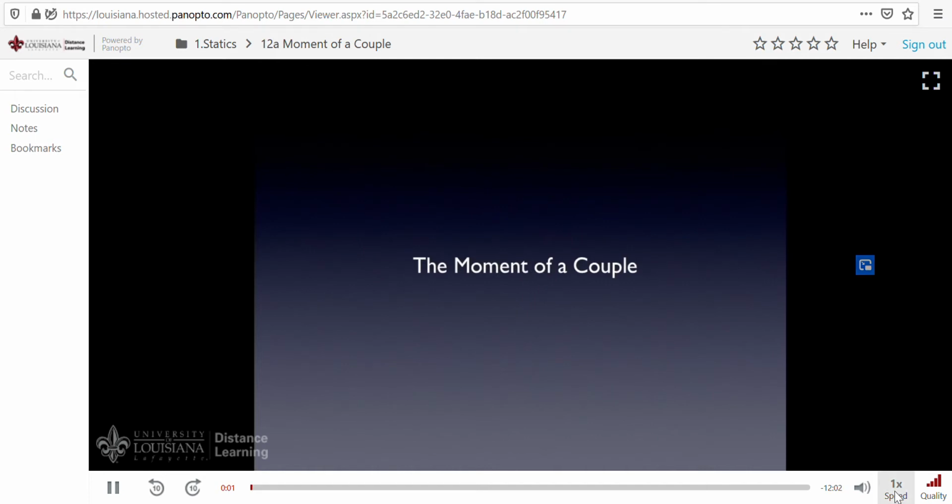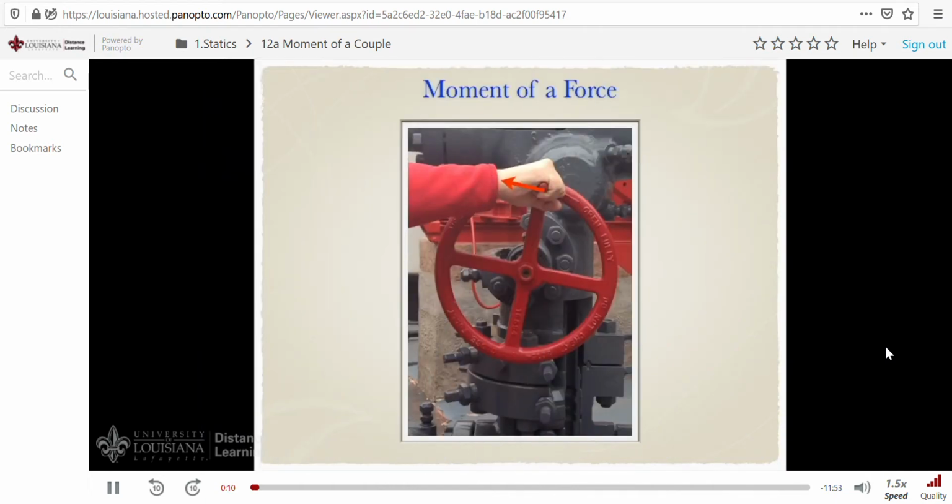In this lesson, we'll define the moment of a couple, and we'll show how to calculate it using both a scalar and a vector method. Now recall that the moment of a force is simply the force times the perpendicular distance from the point to the line of action of the force.